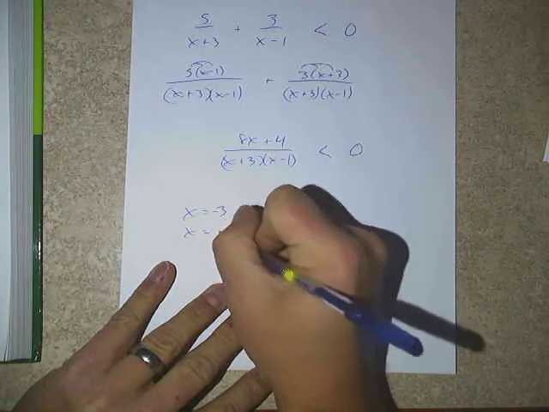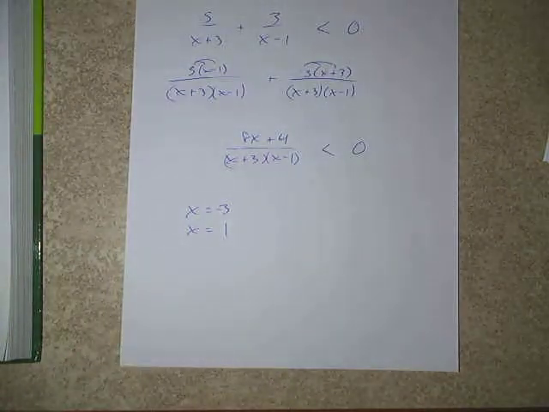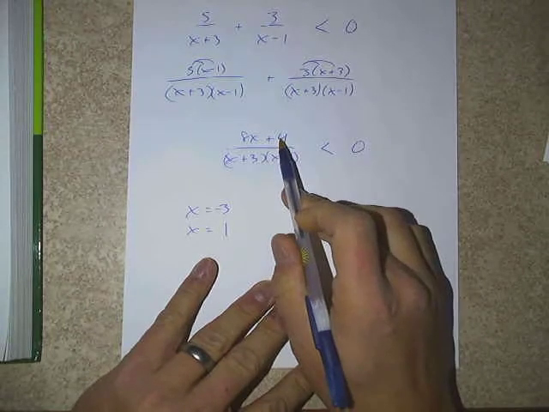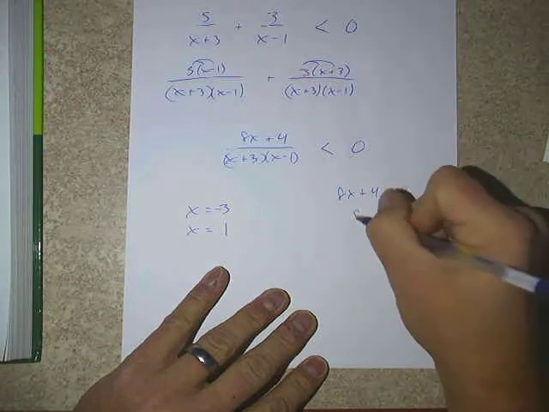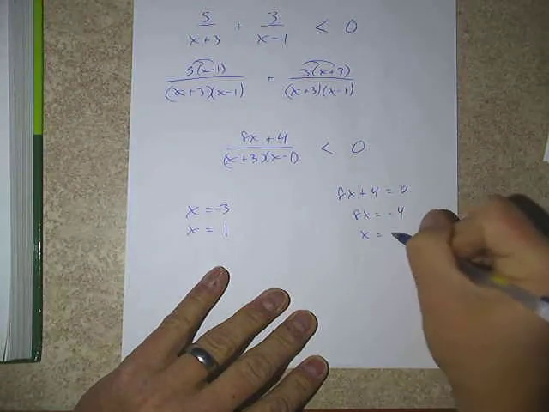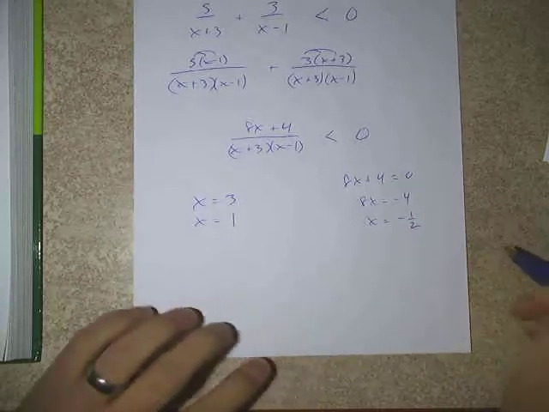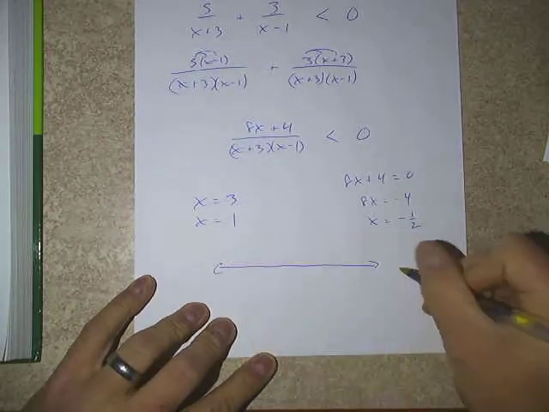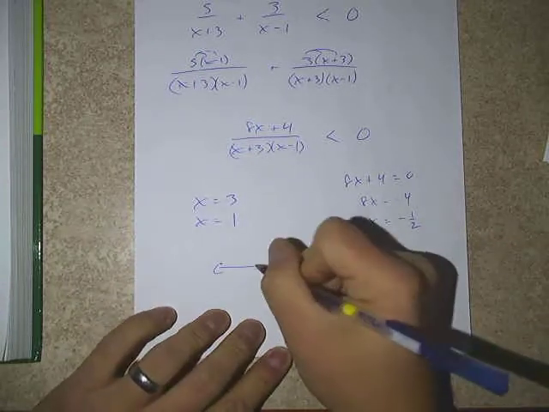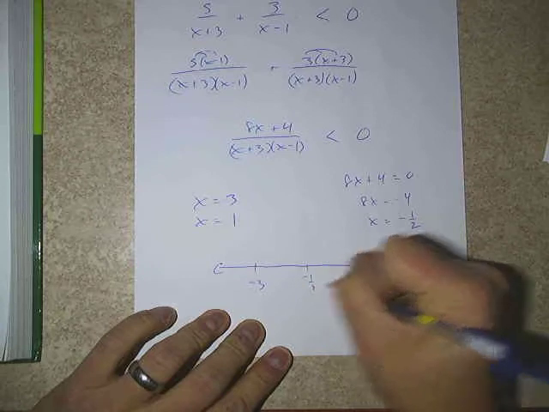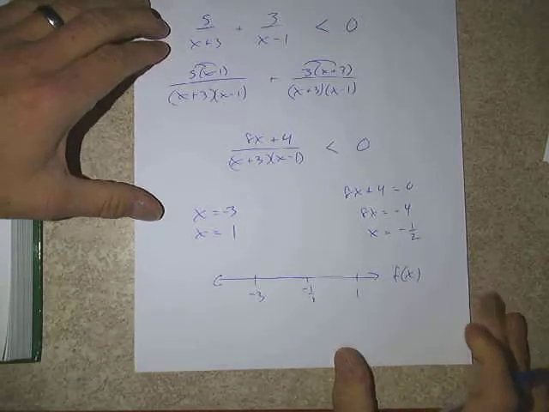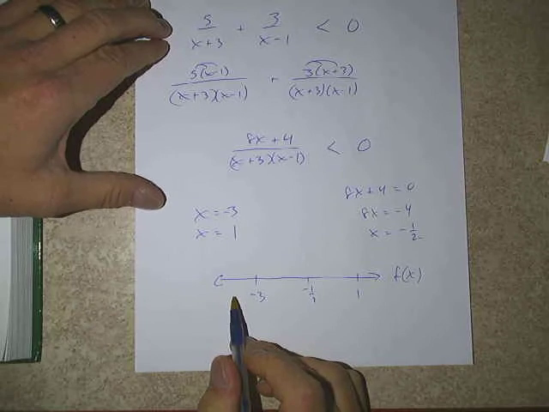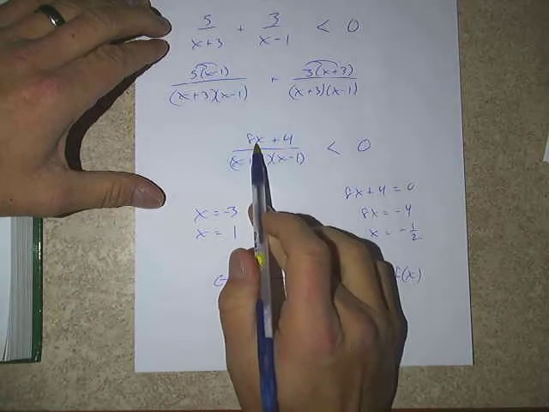So I'm going to start identifying some points here. I know that negative 3 and positive 1 are going to be points that need to be considered because those are where the bottom equals 0. I know that when the top equals 0, I'm going to get a 0 for this function. So if I set my 8x plus 4 equal to 0 and solve that, I'm going to get x equals negative 4/8, which should be negative 1/2. And then as soon as I identify all those split points, I can go ahead and make my number line, just like I did last time, and then do some testing. Once we have the test done, then we should be able to answer this question.